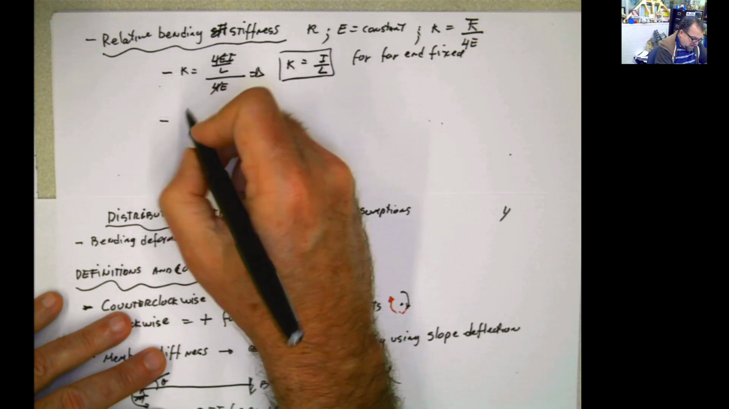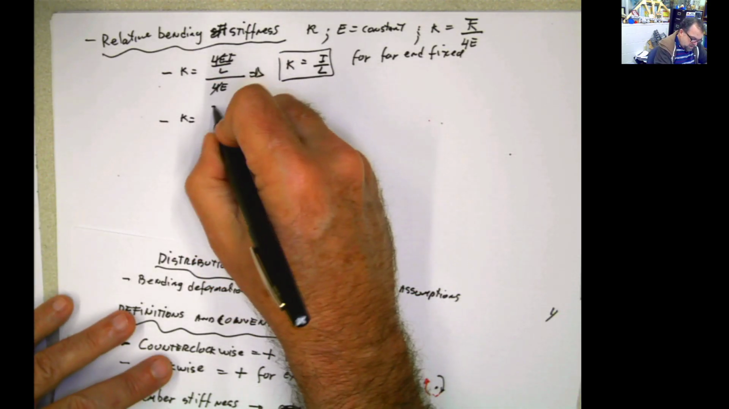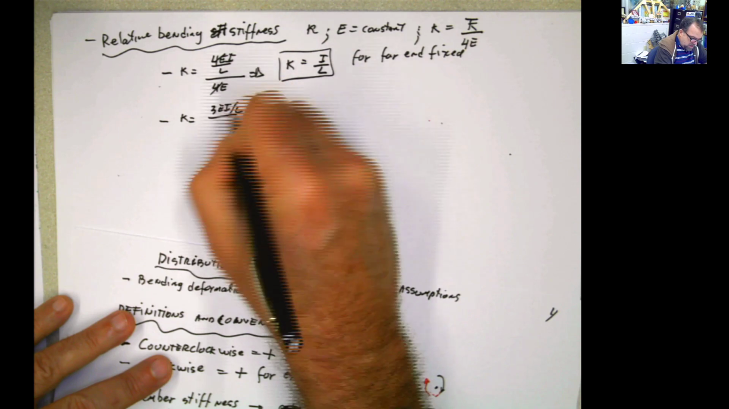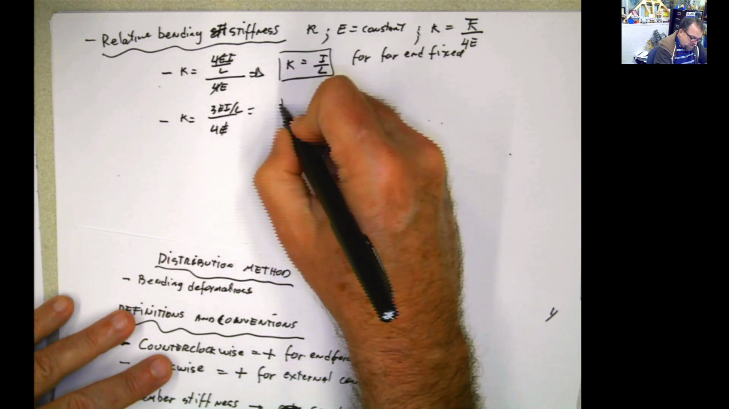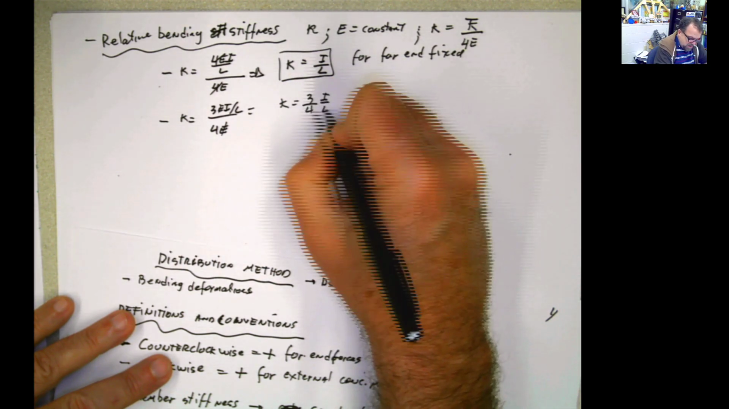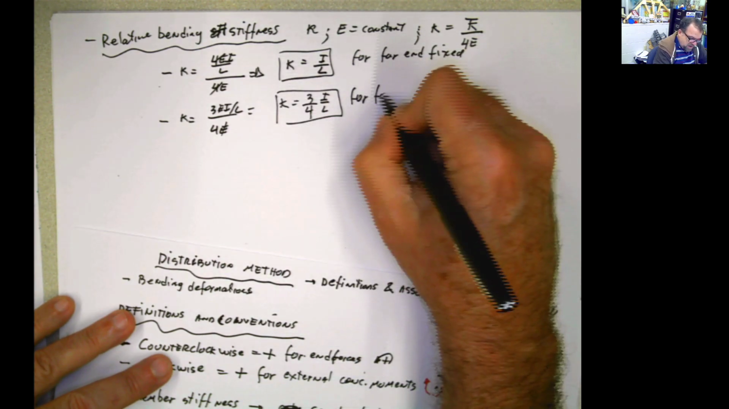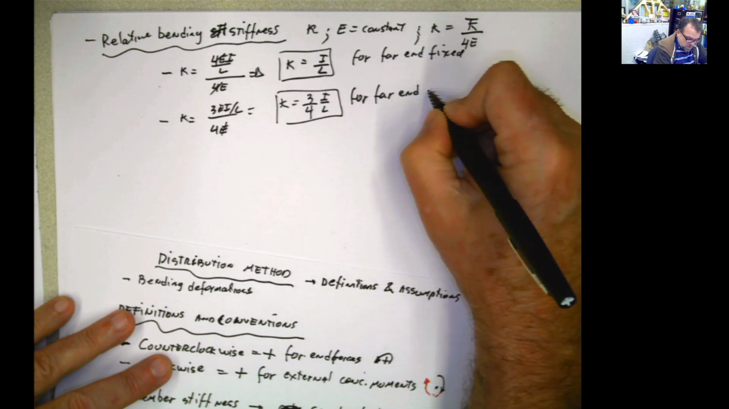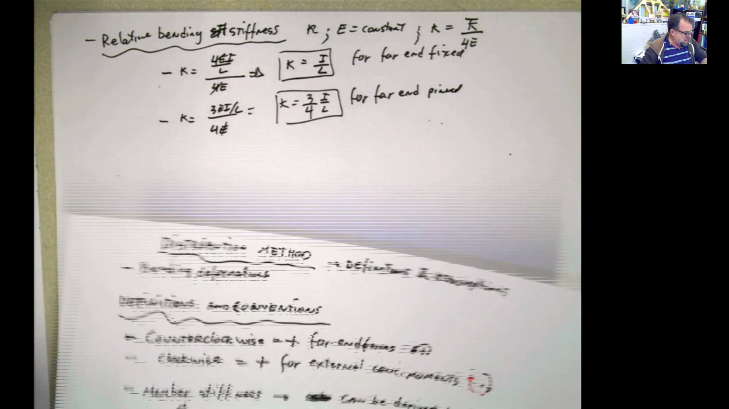Now if the far end is pinned, K equals, this is the formula, right? 3EI over L divided by 4E. The E terms cancel out, so that means that K is going to be equal to 3/4 of I divided by L, and this is for a far end hinge or pin. Good.